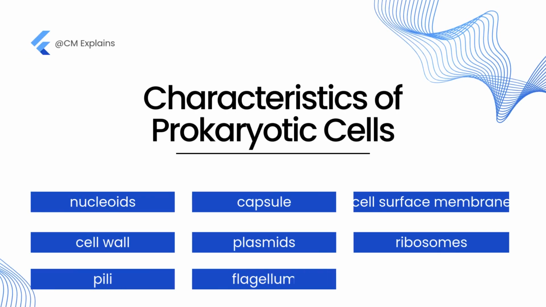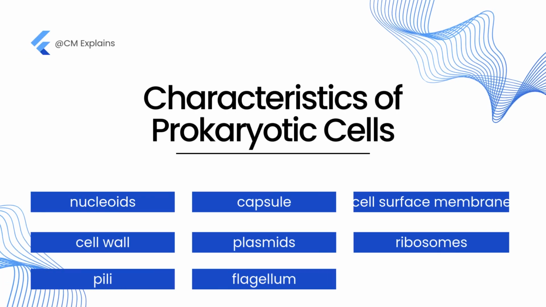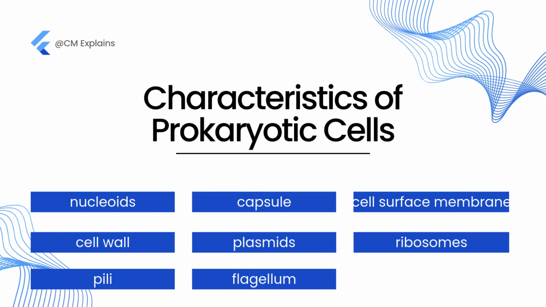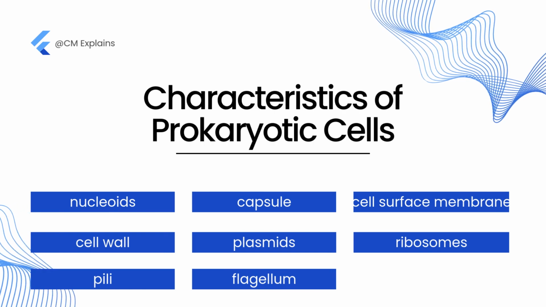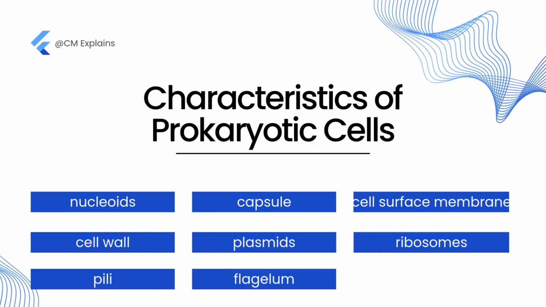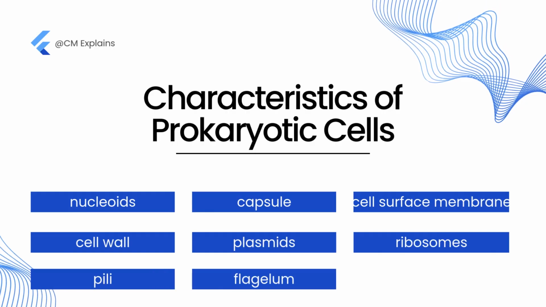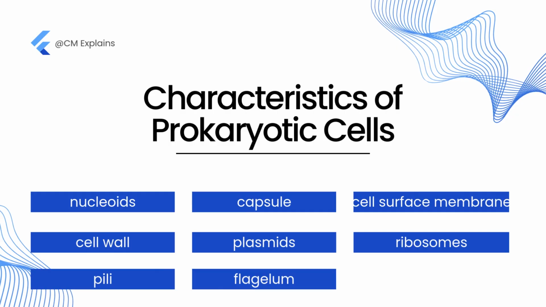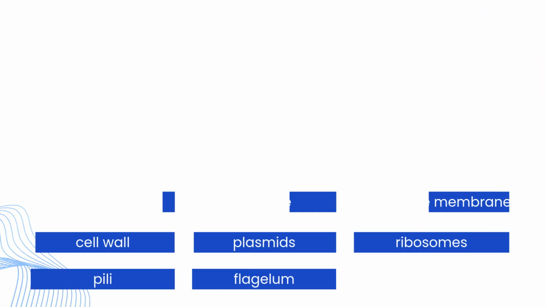So, what makes a cell a prokaryote? Well, first, they don't have a nucleus. Instead, their genetic material, the DNA, just floats around the cytoplasm inside a region called the nucleoid. They have the capsule, they have a cell membrane, a cell wall, plasmids, ribosomes, pili, and the flagellum.